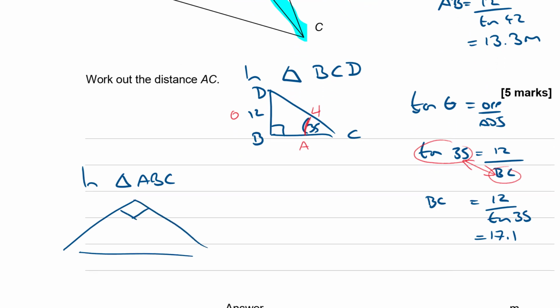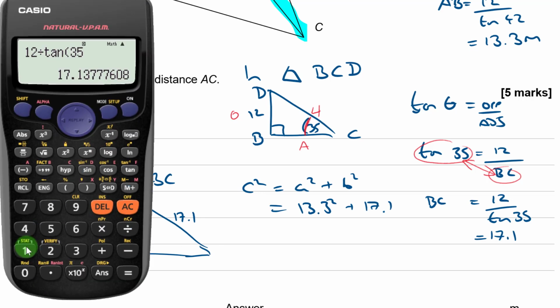We don't know any of the angles, but we've got 13.3 and we've got 17.1, and we want to find the longer side, don't we, the hypotenuse. So we're going to be using Pythagoras theorem then, aren't we? So we're going to be using c squared equals a squared plus b squared. So we're going to take our two sides that we worked out, we're going to square them. So what's 13.3 squared plus 17.1 squared?